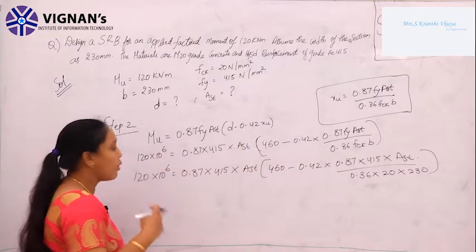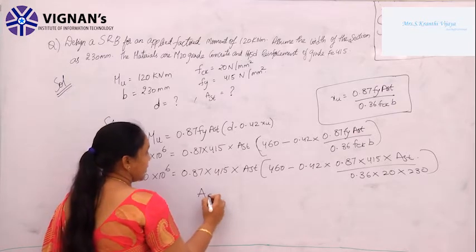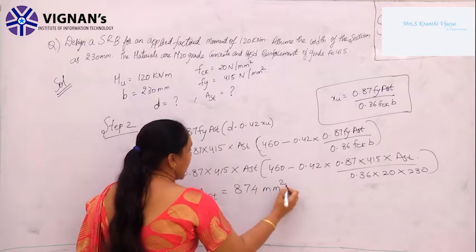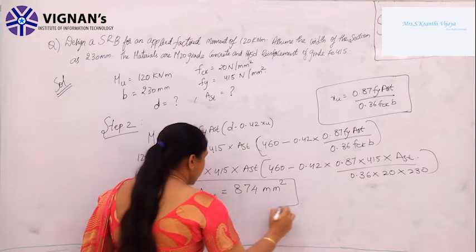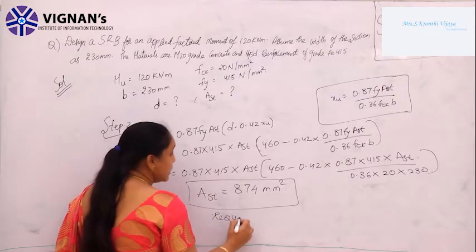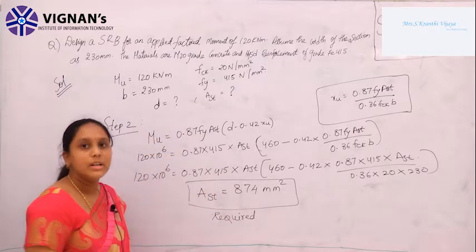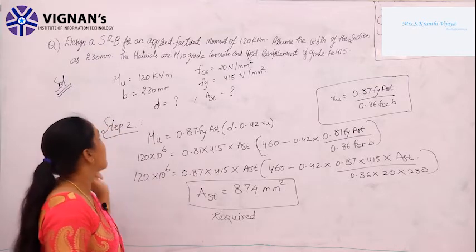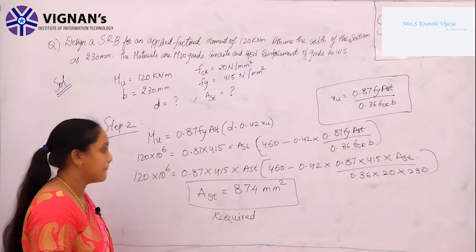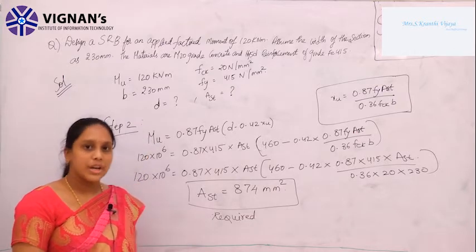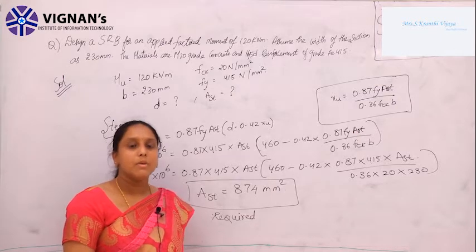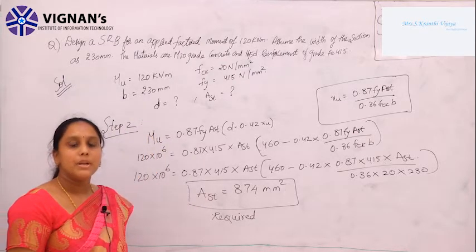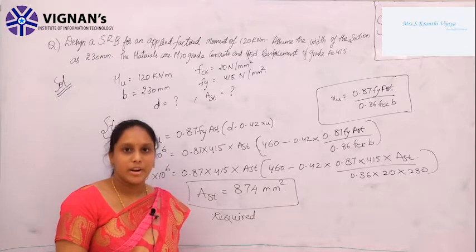Now, if you solve this whole equation, you will get a value of the area of steel which is equal to 874 mm square. So, this is the required area of steel for this particular moment of 120 kilonewton meter. Now the next step is to check for the minimum and maximum area of steel reinforcement which is required.